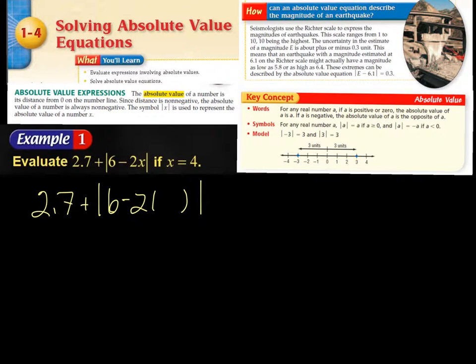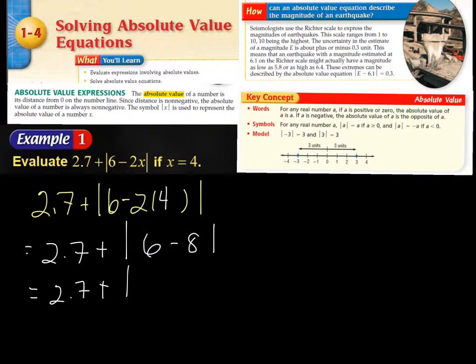When we evaluate where there was an x, we're going to replace it with the value of x, which they said was 4. So we have 2.7 plus the absolute value of 6 minus 2 times 4, which is 8. So 2.7 plus absolute value of 6 minus 8, which is negative 2. And finally, we can do our absolute value. Absolute value of negative 2 is 2. And 2.7 plus 2 is 4.7.